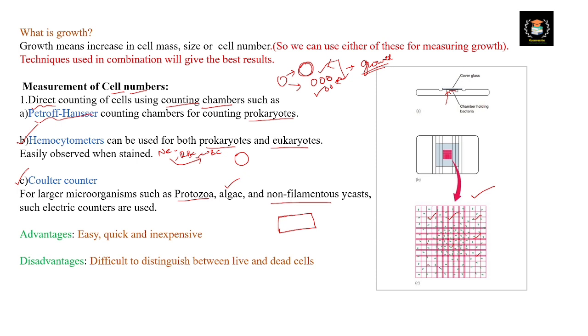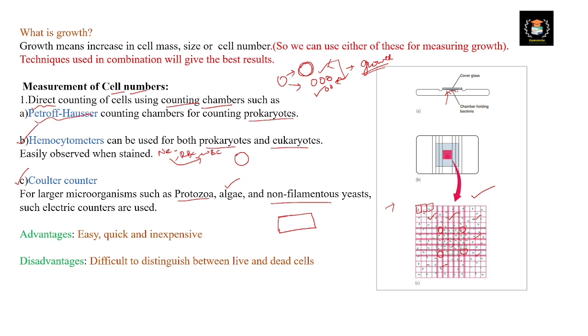Generally the corner boxes are counted. There are different methods to count different microorganisms. Depending upon whatever organism you are trying to count, you'll have to follow that technique of how to count, the depth of the chamber, the width of the chamber. They are generally 1 by 1 centimeter. All these things will depend on the specific organism which you are looking for.